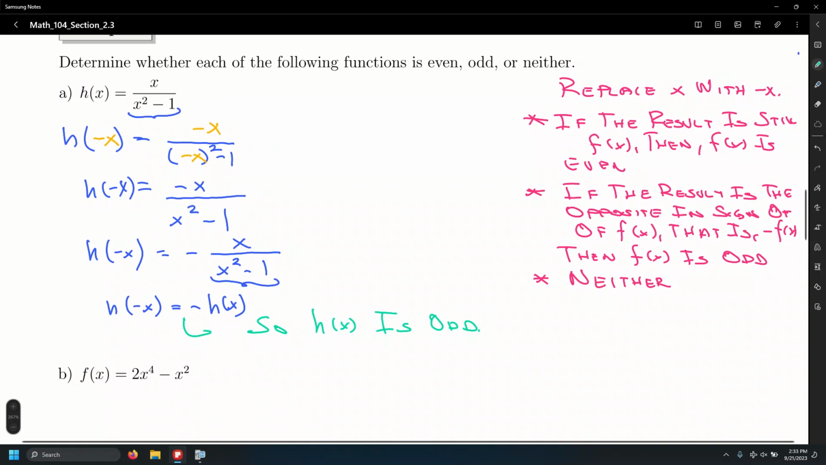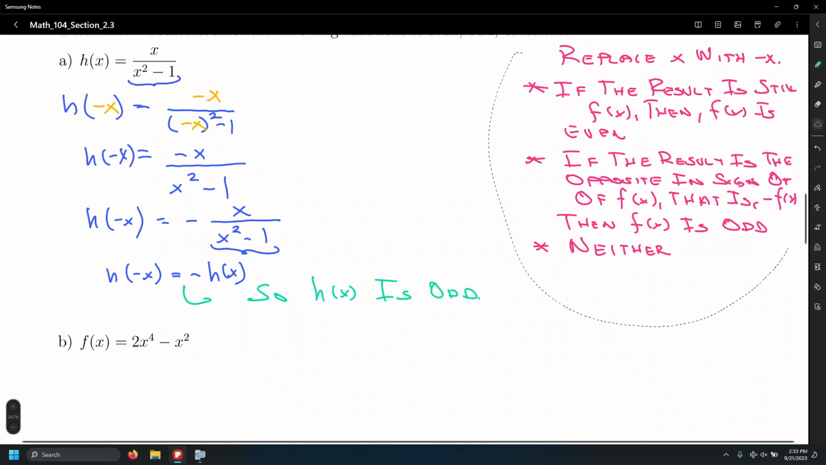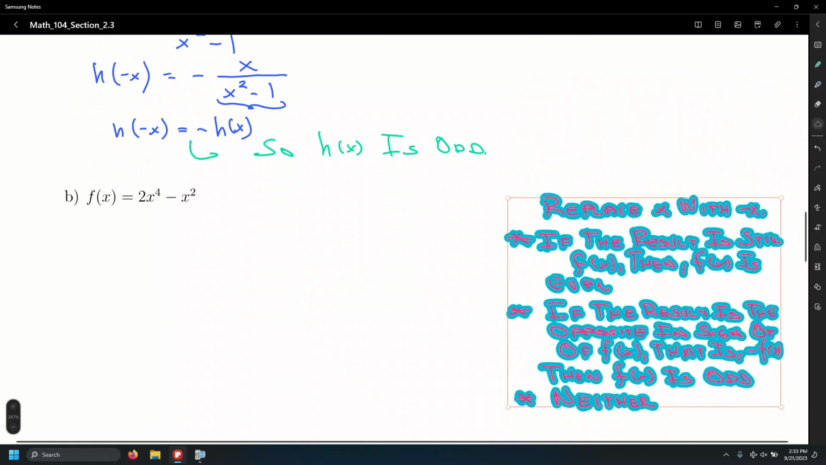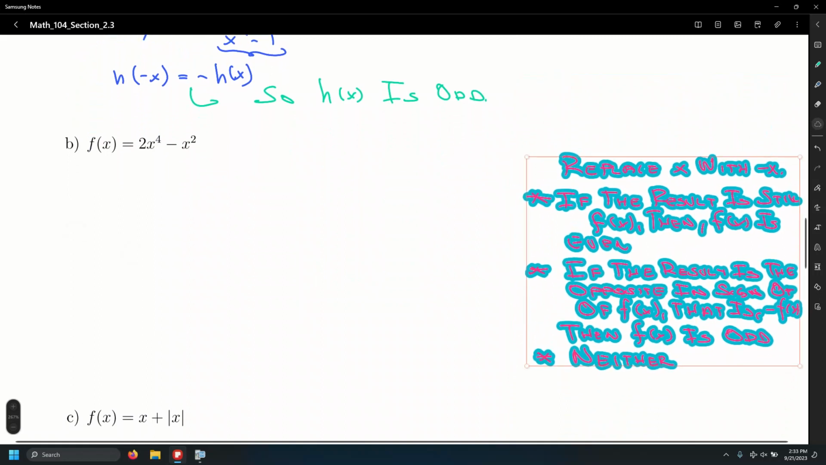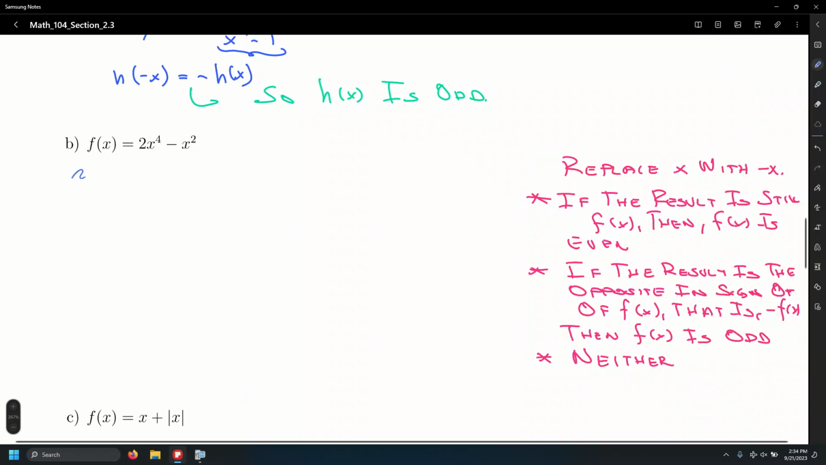Let's do the next one. Okay, let me bring this data down here. Okay, we have the function f of x equals 2x to the fourth minus a quantity x squared. All right, so let's see. So what we're going to do, first of all, replace x with negative x, that is 2 times quantity to the fourth minus quantity squared.